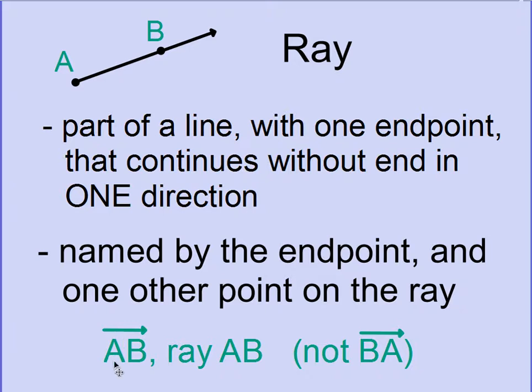So I can say ray AB, meaning that it starts at A and goes through B, but I couldn't say ray BA because that would mean it started at B and then went through A and extended on in that direction. And that's not what we have. So make sure you always start with the endpoint and then one other point that the ray actually passes through to specify direction.